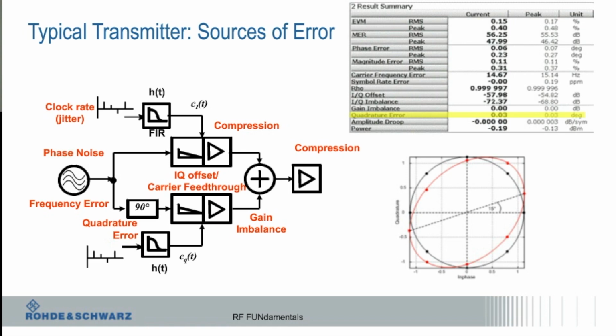So I can compensate for IQ offset and amplitude droop. It defaults to doing channel estimation, IQ imbalance, and symbol rate error. But again, these are what we call systematic errors. I didn't talk about that in the VNA section, but systematic errors are things that are predictable, that are always the same all the time. So if something's changing over time, obviously I can't compensate for that.